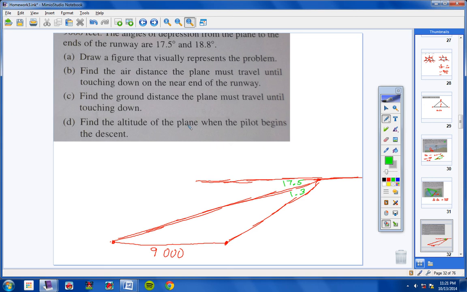Find the air distance the plane must travel until touching down. So here's the plane. It is going to touch down here at the edge of the runway. So the air distance is this line from here to here. Now, right away I'm thinking, look, I've got an oblique triangle right here. And I have a pair already, look. 9,000 goes with 1.3 degrees. Okay? So if I want to find x here, all I have to do is find this angle right here. And I really think I can do that.